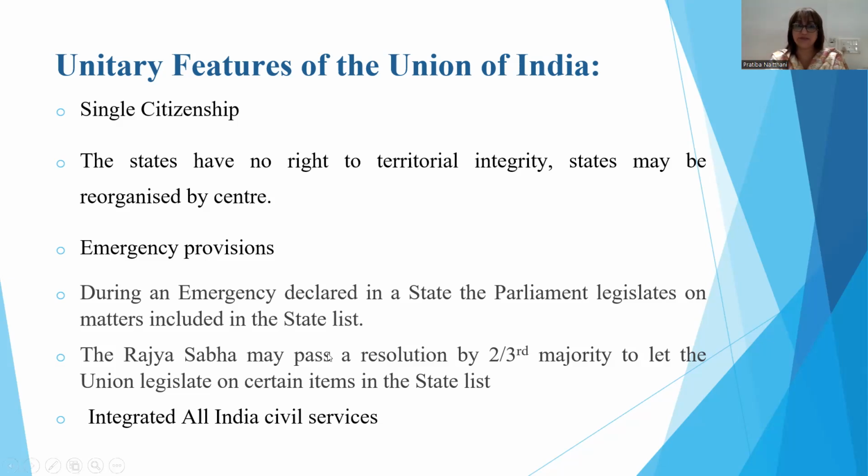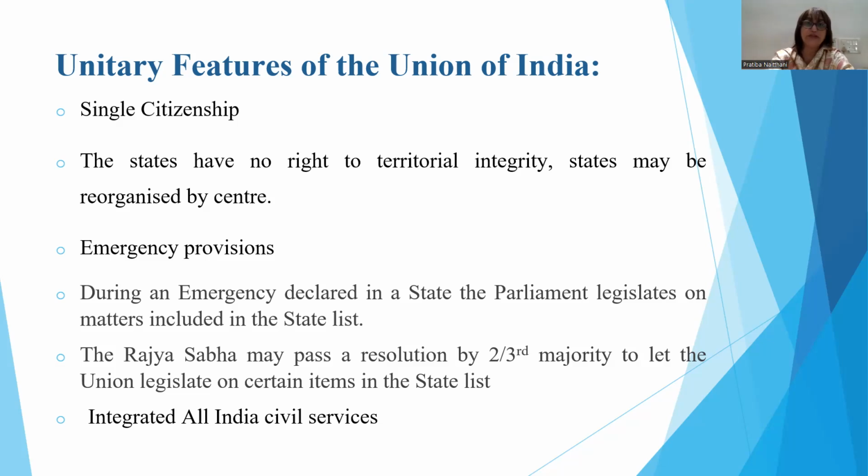Another thing is that the Rajya Sabha may pass a resolution and take over an item from the state list. That also we have discussed at length. Then, Integrated All India Services: our IAS, IFS, IPS officers, they come from the center. So your police services, your administrative services, the forest services, revenue, income tax, all these services are centralized and they come from the center.